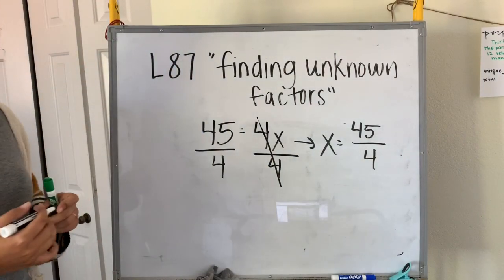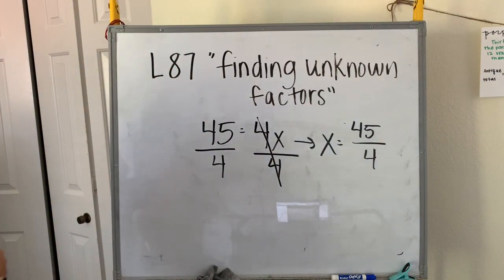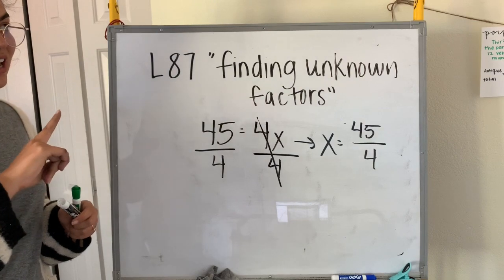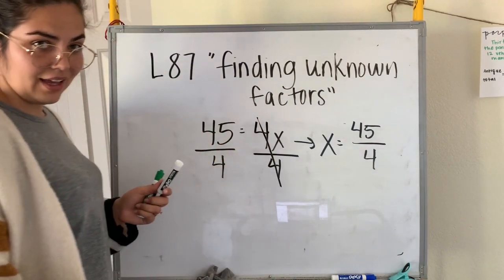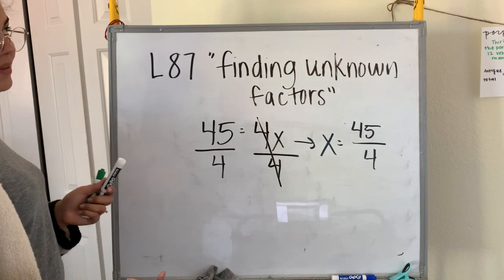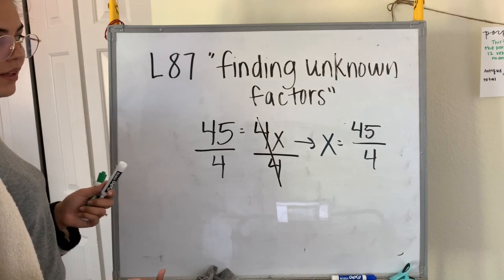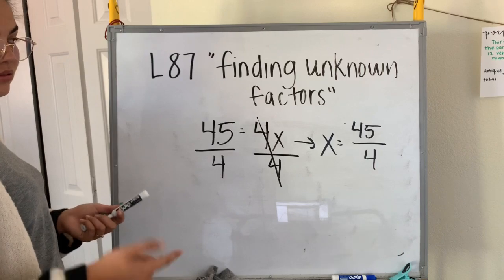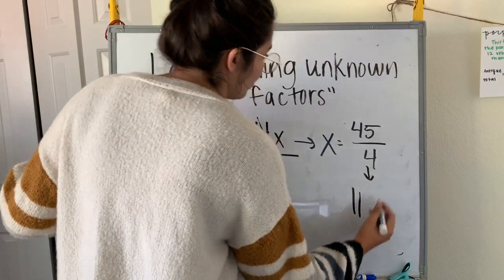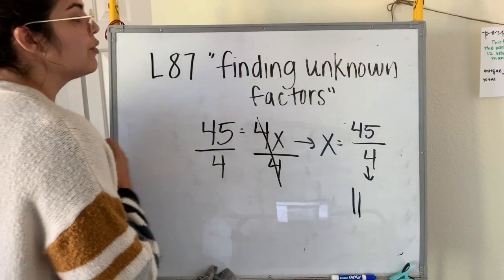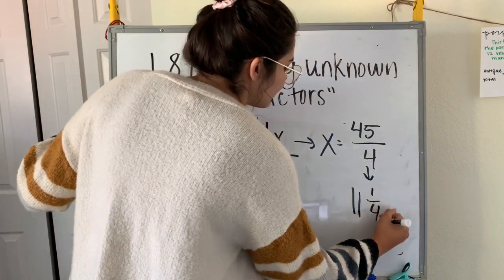So I need to ask myself, 4 goes into 45 how many times? At least 10, right? Because 4 times 10 is 40. Could I go again? 4 times 11? 4 times 11 is 44, so if I take 44 away from 45, I have 1 left over.